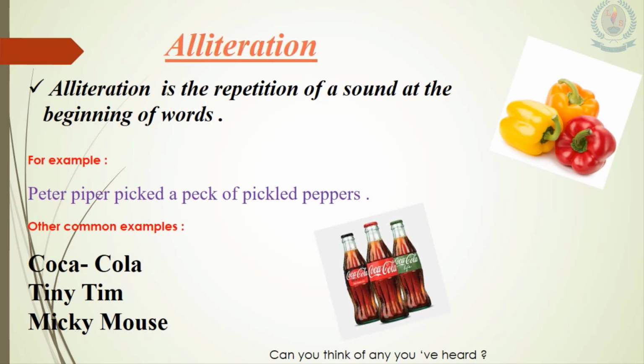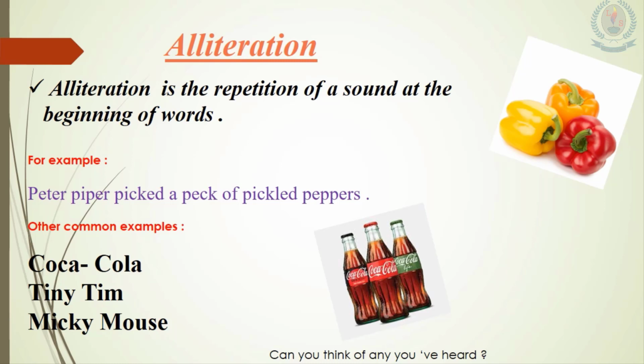Alliteration. Alliteration is the repetition of a sound at the beginning of words. Have you heard of tongue twisters? So I am going to recite one. Peter Piper picked a peck of pickled peppers. A peck of pickled peppers Peter Piper picked. If Peter Piper picked a peck of pickled peppers, where is the peck of pickled peppers Peter Piper picked?